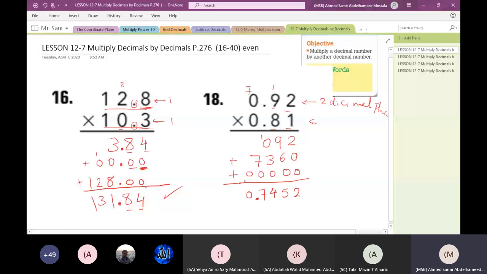0 point 0.7. Mister, how many decimal places here? We have after the decimal point here, after this decimal point, how many digits do we have?